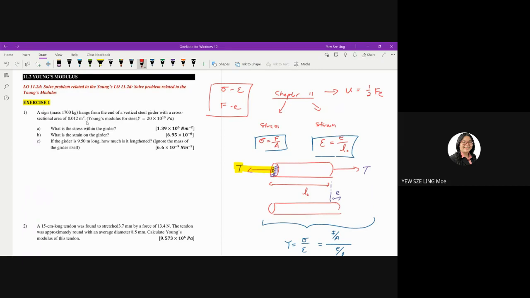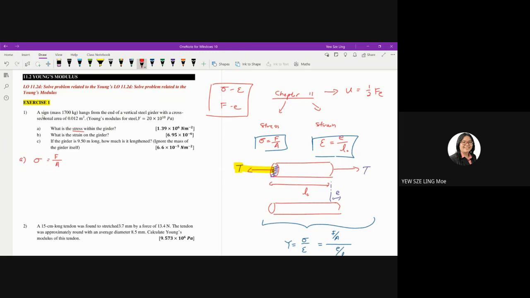So question one. A sign hangs from the end of a vertical steel girder with a cross-sectional area 0.012 meters squared. Given Young's modulus for steel is equal to 20 times 10 to the power of 10 Pascal, what is the stress within the girder? So you want to calculate stress. This is a very straightforward question. So question A, now you want to calculate stress, and we know that stress sigma is equal to F over A. So what is the F in this question?